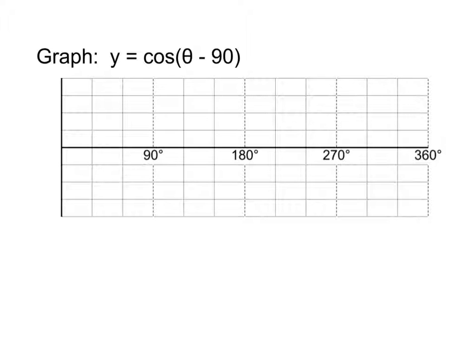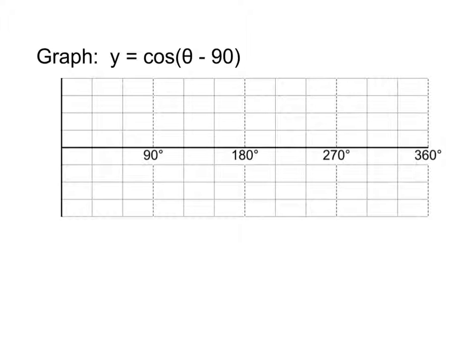All right, next graph. Go ahead and write down this equation, cosine of theta minus 90. And again, we think about what's happened in the past. Whenever I've had a number added or subtracted inside with x, of course theta works the same, it's moved it sideways. It's moved it in the x direction. This is going to do the same thing.